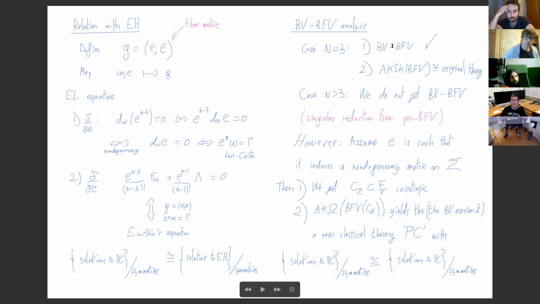Okay, now you can do this BFV construction, the simpler one, and this turns out to work only in 3 dimensions. In 4 dimensions or higher, it doesn't work, but you can do the AKSZ construction and check whether it's equivalent to the original theory. Okay, this is the case in n equals 3, and you have to see what happens in n larger than 3.